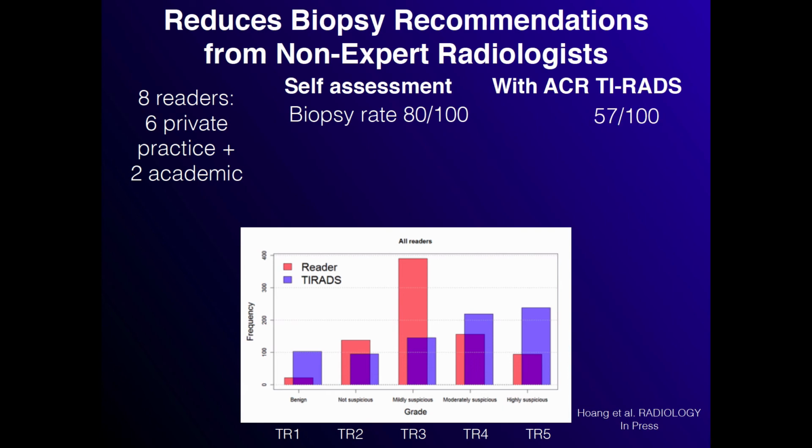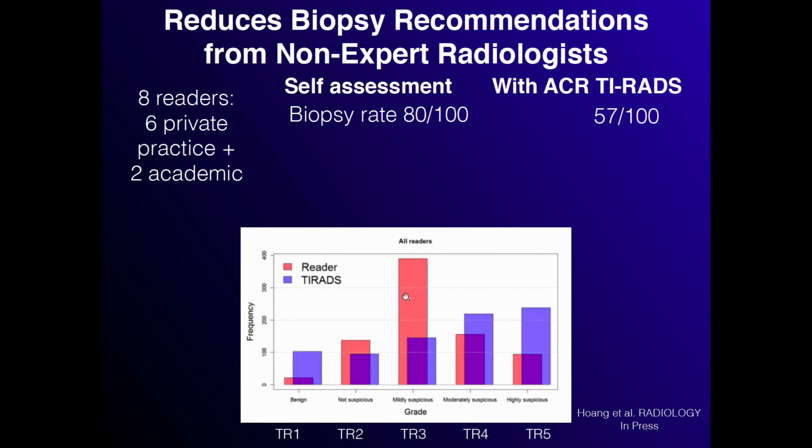So a reduction, if they had followed ACR TI-RADS but were categorizing nodules their own same way. So this is regardless of whether they categorized the nodules correctly. If they used ACR TI-RADS, they still would have had a reduction in thyroid biopsies. And you can see that 57 is actually performing pretty much like the experts who recommended 55 biopsies. So it can make you all into an expert.